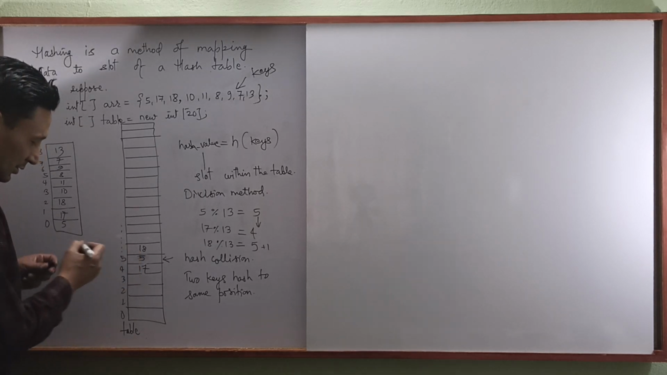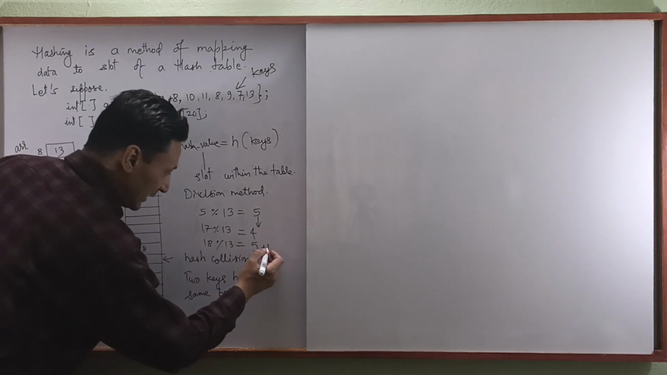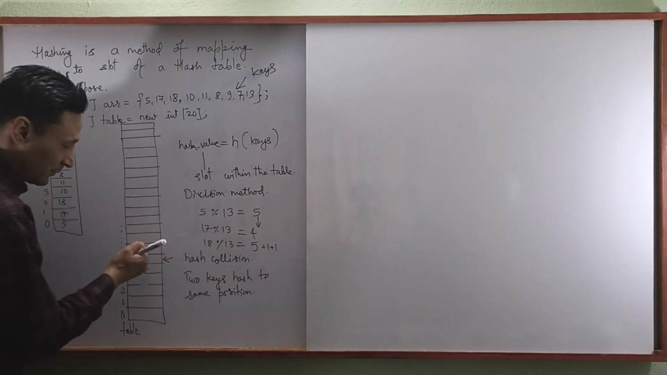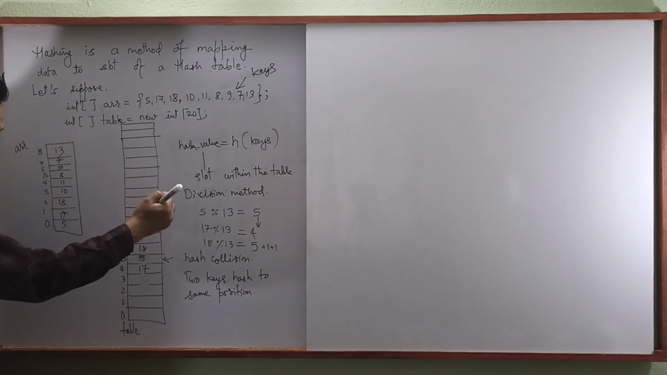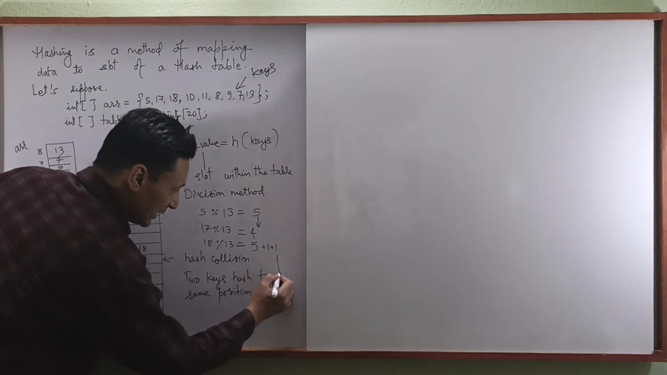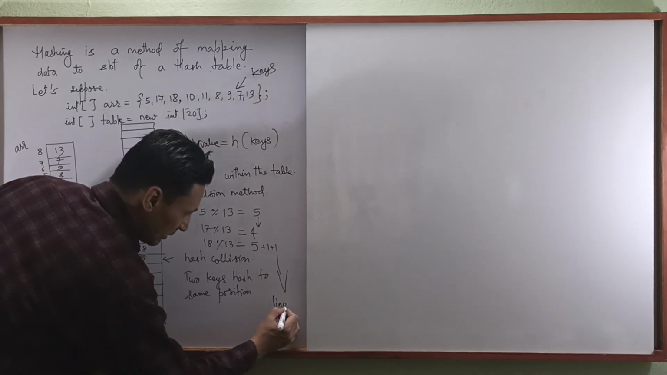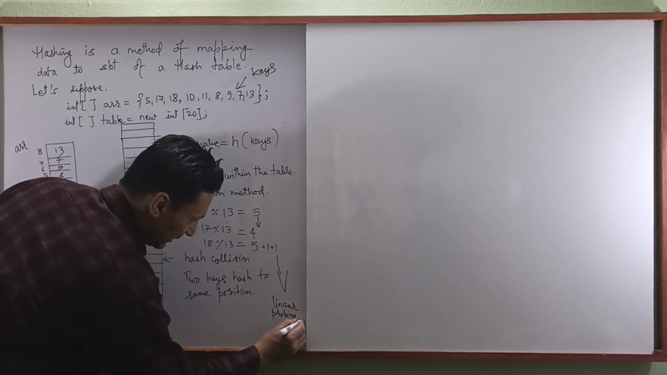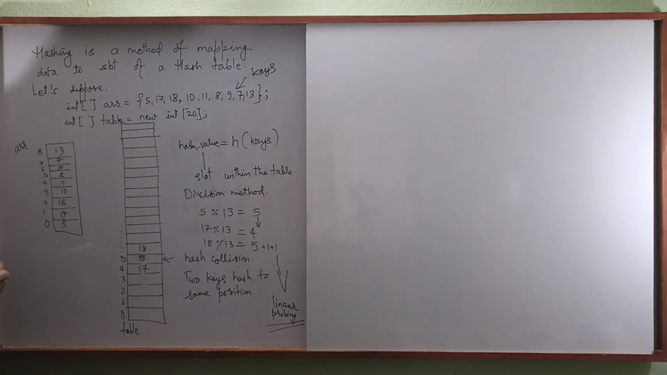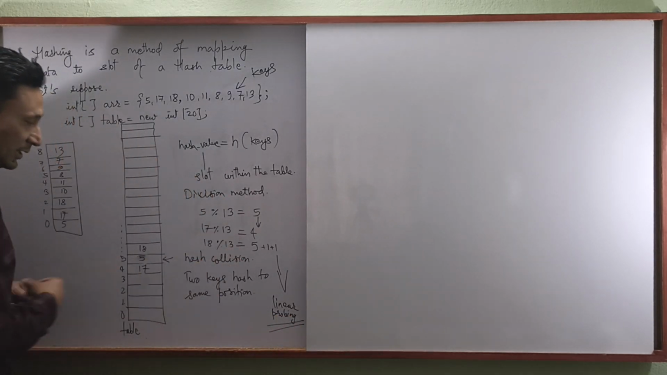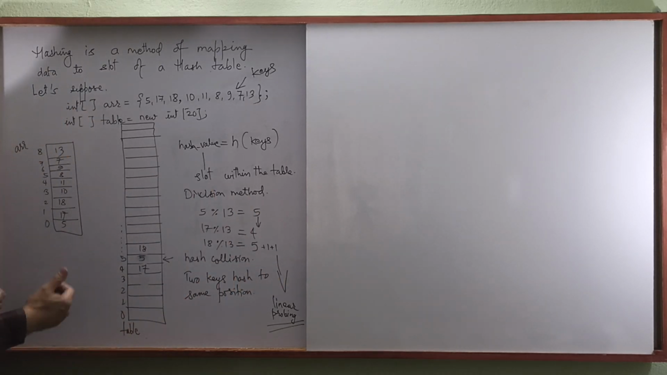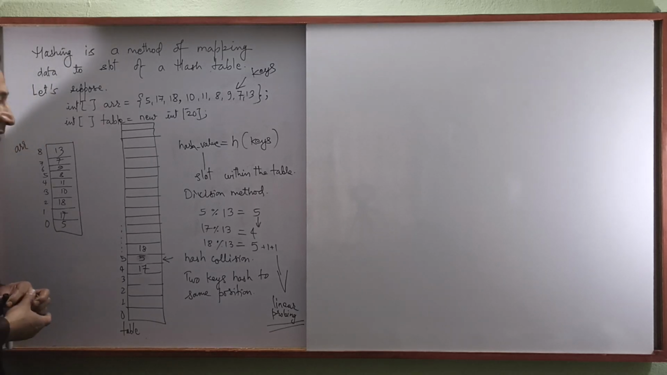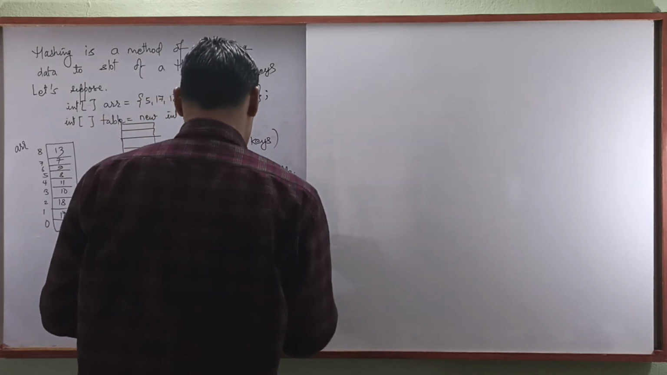If this is not empty, then we again increment this value, and we keep incrementing until we find an empty space within the table. So this is simply linear probing. Linear probing is the method using which we can resolve the hash collision. When a hash collision occurs, we can resolve it, actually not remove it, using linear probing. Now let's see how to implement this hashing in Java.